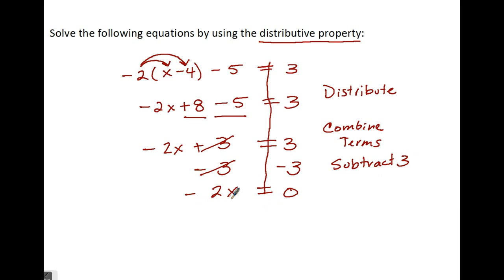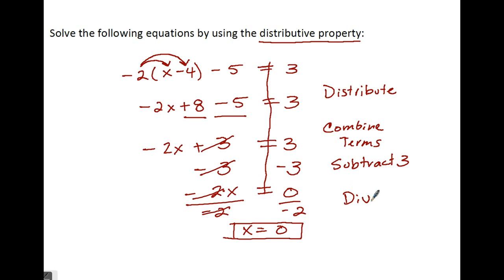Okay, so now we have negative 2x equals 0. In order for us to solve for x, we need to divide, because we have negative 2 times x, so the opposite of multiplication using the inverse operations is to divide. So we're going to go ahead and divide both sides by negative 2. Either way, this is still going to give us x equal to 0 divided by negative 2, which is going to give us a 0, so the answer is 0.